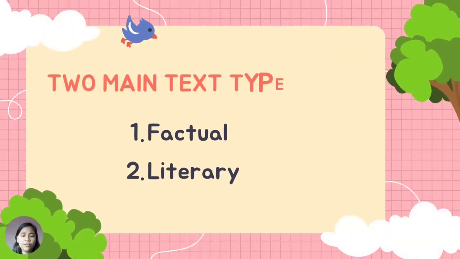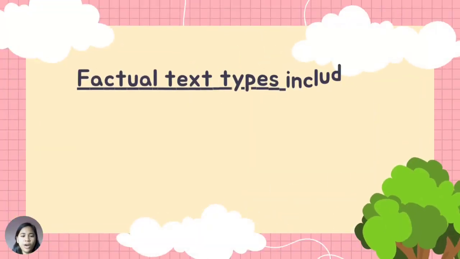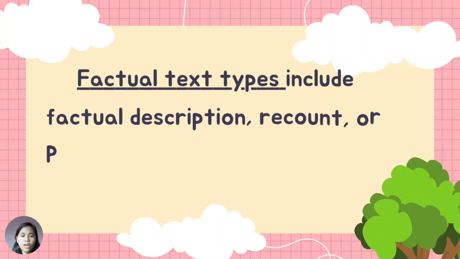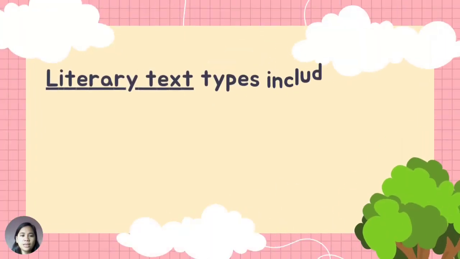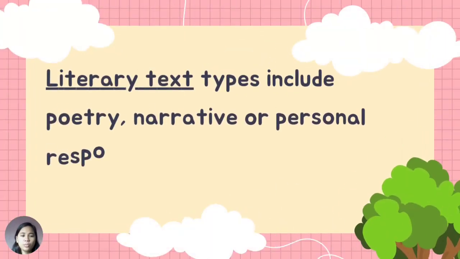Texts are written for a variety of purposes using different forms and standards of composition. These forms of writing are known as text type, and there are two main text types, factual and literary. Factual text types include factual description, recount, or persuasive, while literary text types include poetry, narrative, or personal response.